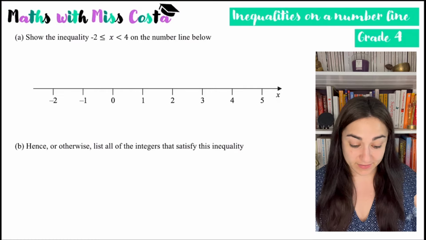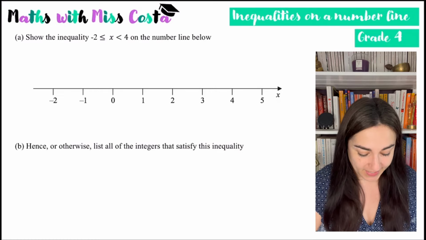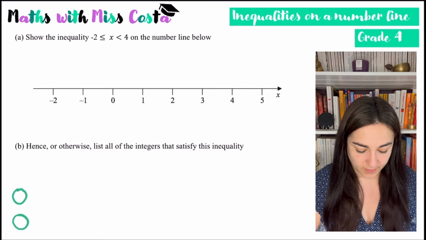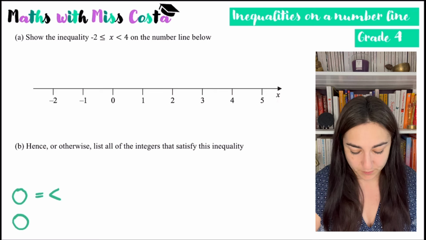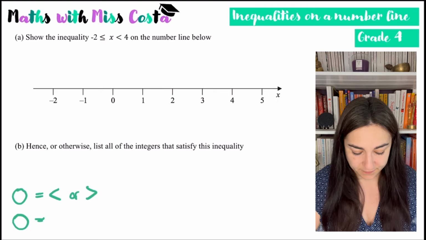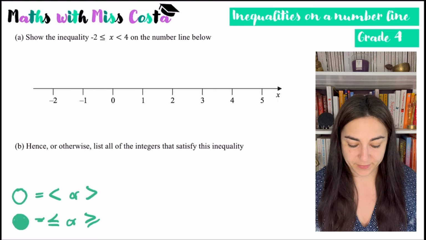Okay, so here I'm being asked to show an inequality on a number line. The key thing you need to remember is that if you draw a little dot above the number line, there are 2 ways of representing it. If it's a blank dot, then it would mean less than or greater than. If you colour the dot in, that represents that it could be equal to that number. So that's the only difference really.